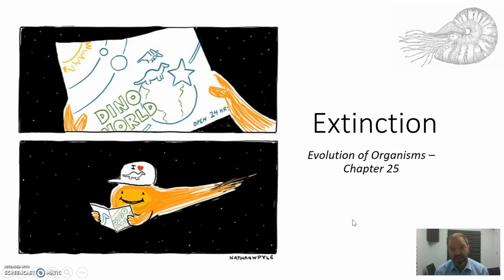Welcome to our final video in this series, which is on extinction, forming part of Evolution of Organisms, chapter 25, the last of the book. As this little cartoon creates, here's a happy little asteroid or meteorite wanting to come and visit the Earth to see the dinosaurs. And we all know how that one turned out.